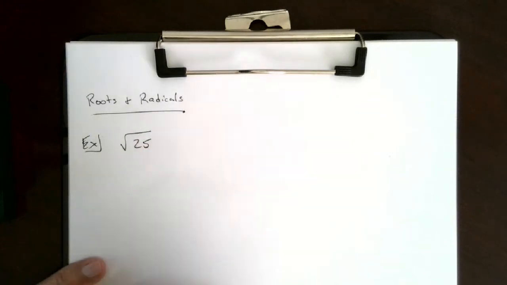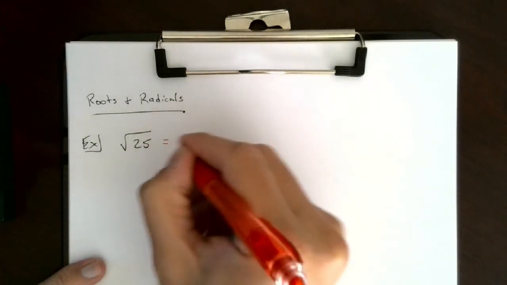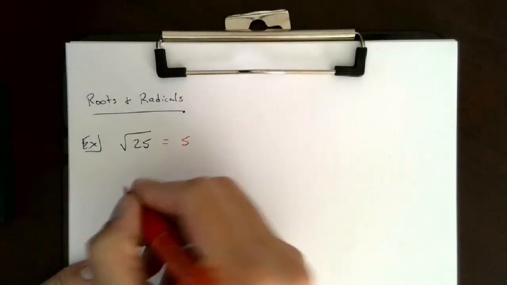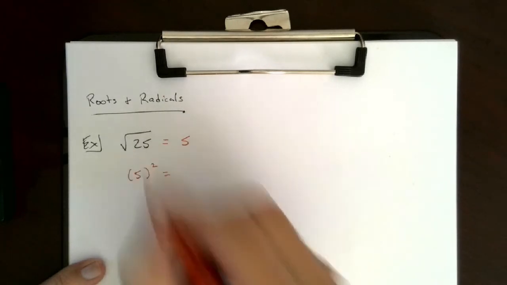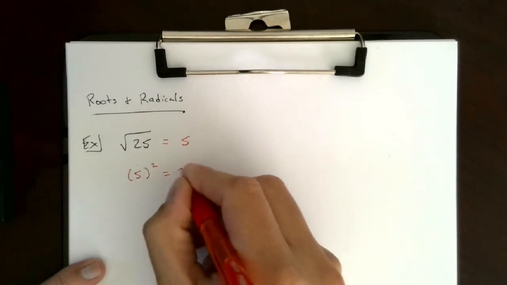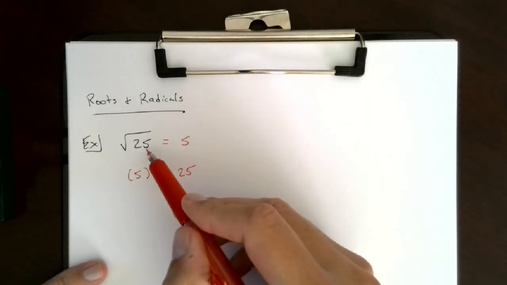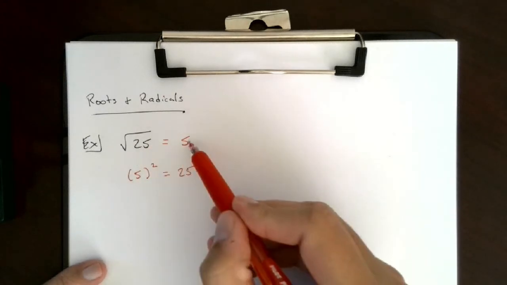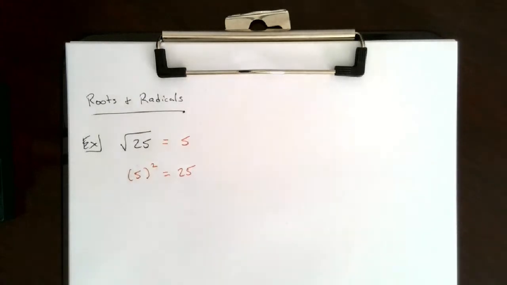times itself gives me 25? Now the answer here, you probably know, is 5, right? Because 5 times 5 gives me 25. In other words, if I took 5 and I squared it, I get what's inside of the square root symbol, which is 25, right? So when I ask you to take the square root of a number, you're saying what number times itself gives you whatever's on the inside there. Once you take the square root, notice you don't write the square root symbol anymore. You've already done the operation.